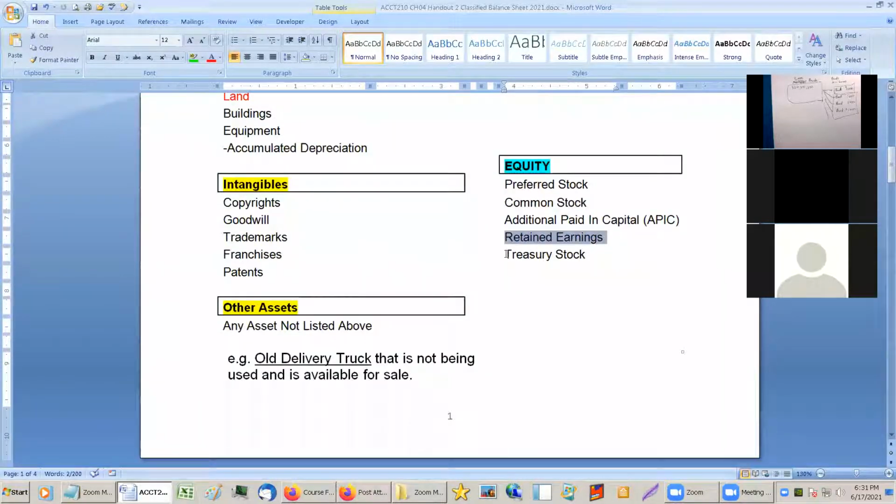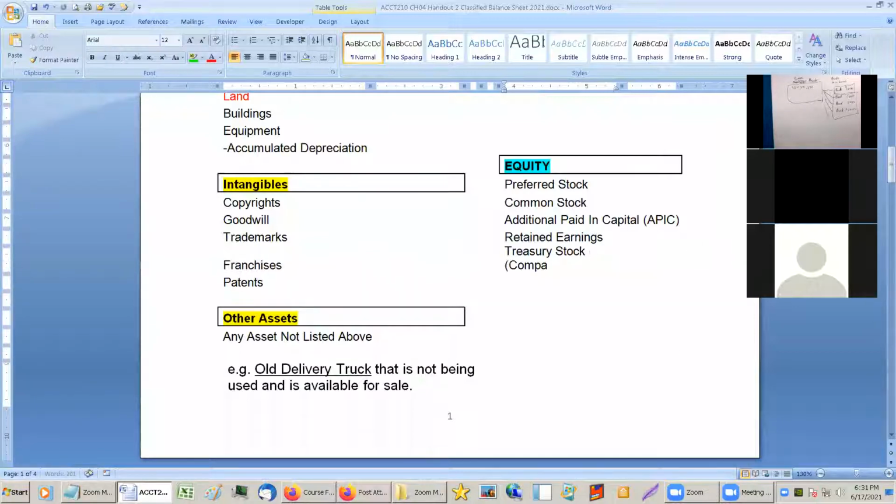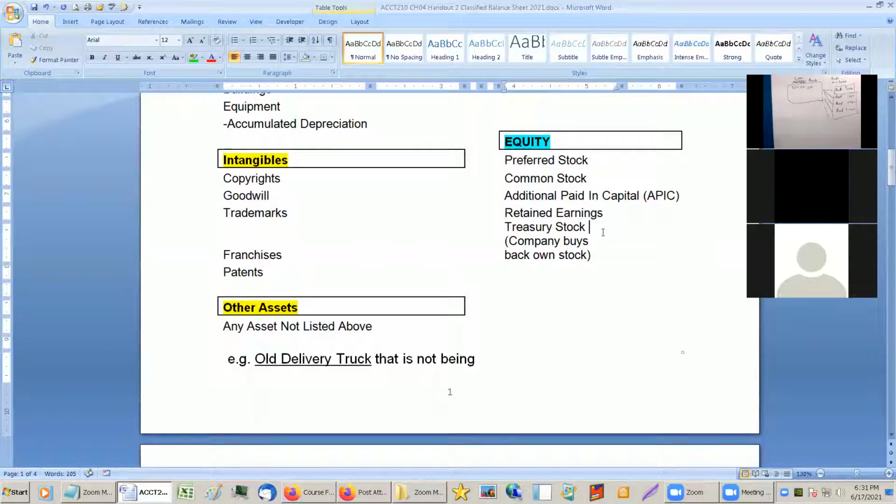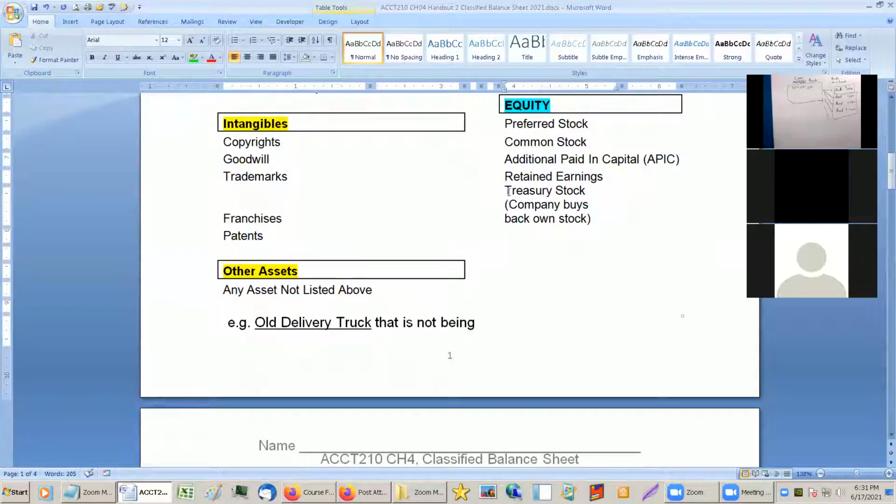Retained earnings you've seen. Treasury stock is when a company buys back their own stock. So, for example, if this was IBM, it would buy back IBM stock. It would reduce the owners' equity. This is going to be a negative.